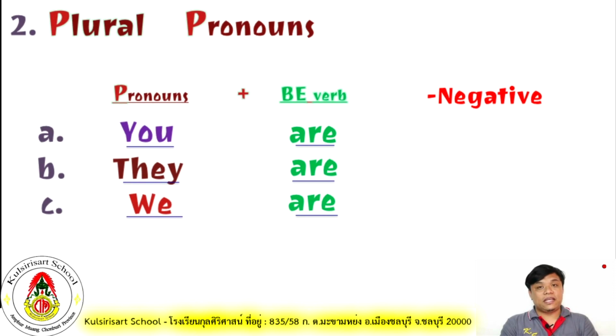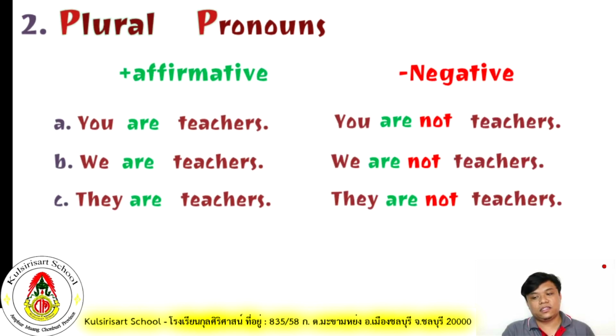For negative sentences, you will add again the word, can you say it? I know you know it. Not. You are not, they are not, and we are not. For negative statements, okay? You are not teachers. We are teachers, they are teachers. We use they are not teachers or we are not teachers.